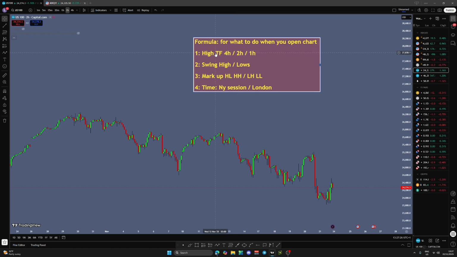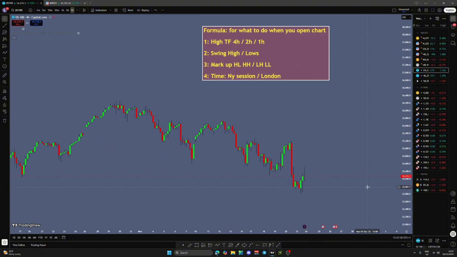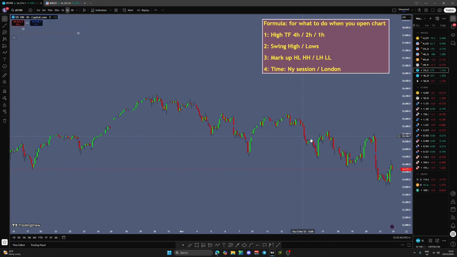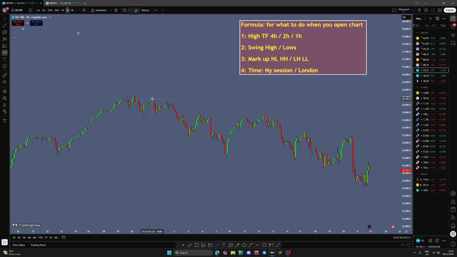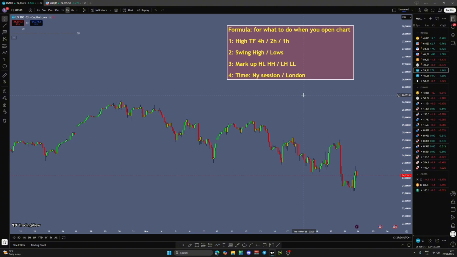So the first thing you're gonna do is switch to a higher time frame, for example 4 hours, okay? If you don't see a clear structure on the 4 hour, for example here, I don't see a clear structure, okay? What I'm gonna do is switch to a lower time frame, for example 2 hours, and now I can see a better vision of structure, okay? So I'm gonna draw my lines and other things on the 2 hour time frame because I see a clear structure, and that is what I want, okay?